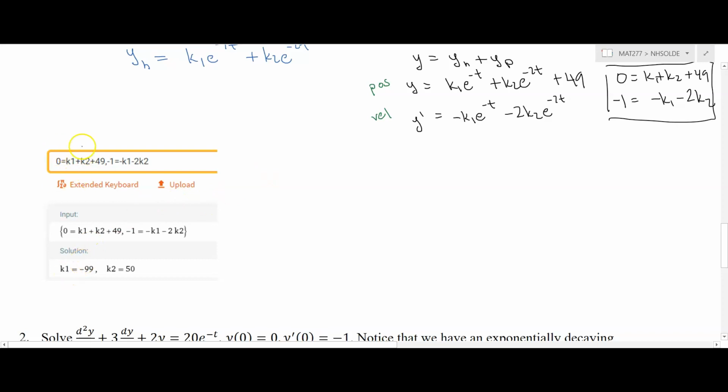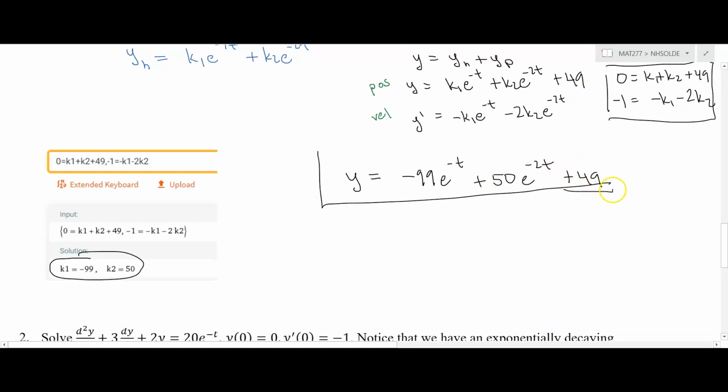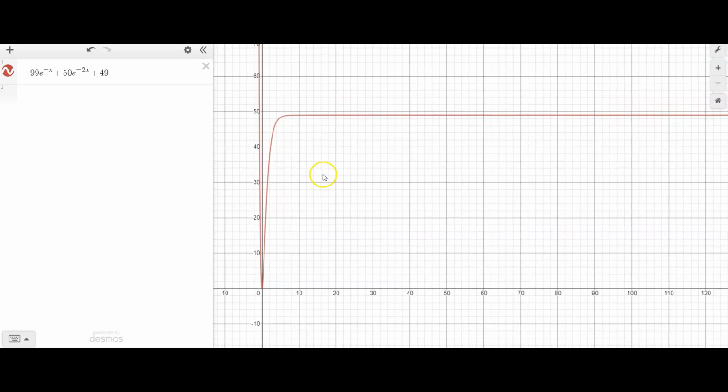And so when we insert this into Wolfram Alpha, we get k1 equals negative 99, k2 equals 50. So we're now prepared to write our final solution, which is y equals k1 e to the negative t plus 50, which is k2, e to the negative 2t, plus 49. Now we want to see how this thing behaves. So let's go ahead and graph it. And we get something pretty interesting here.